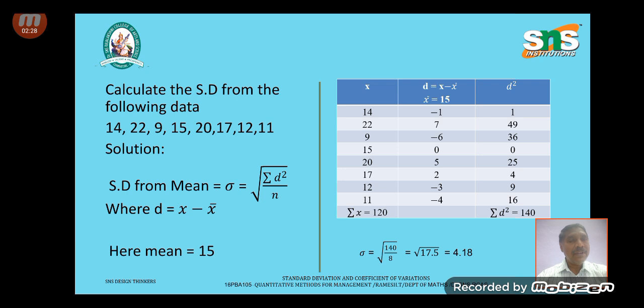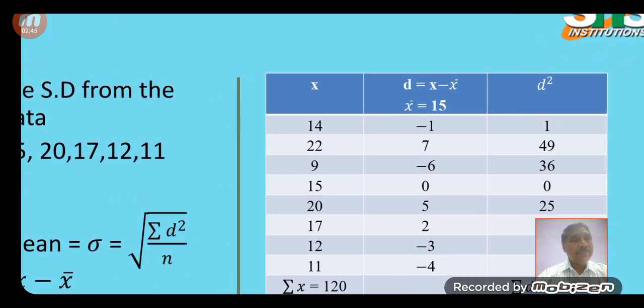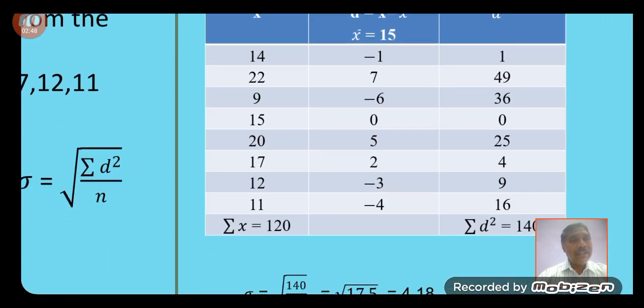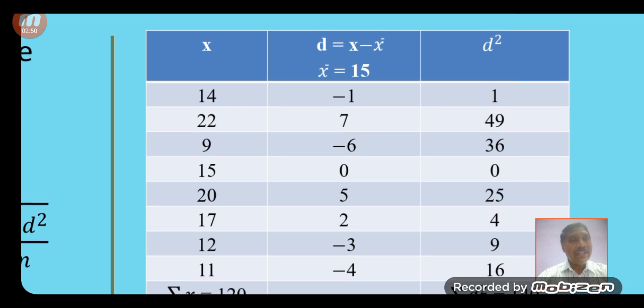So x bar is 15. X is 14, so 14 minus 15 is minus 1. X value is 22 and x bar value is 15, so 22 minus 15 is 7. Now the x value is 9, x bar value is 15, and the difference of 9 and 15 is minus 6. Then x value is 15, so 15 minus 15 is 0. And the x value is 20, so 20 minus 15 is 5. Likewise, we have the other data.